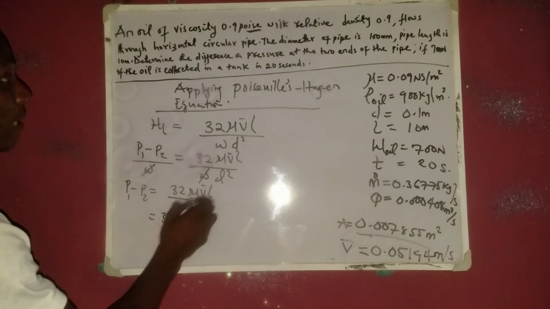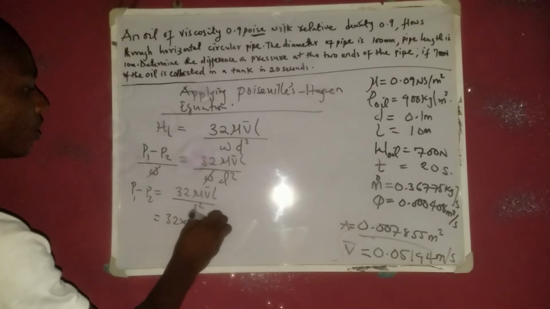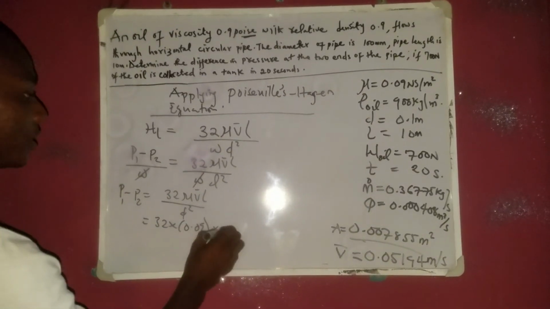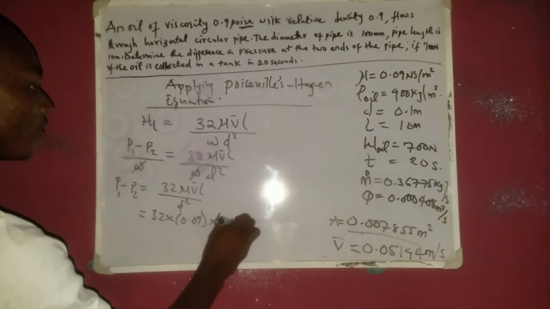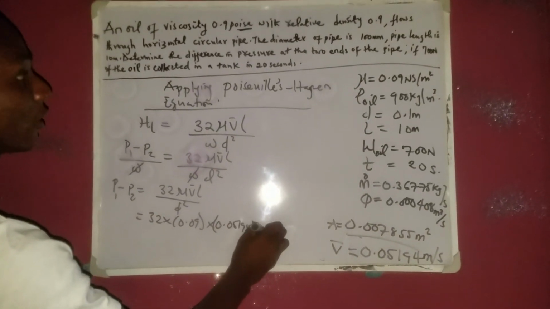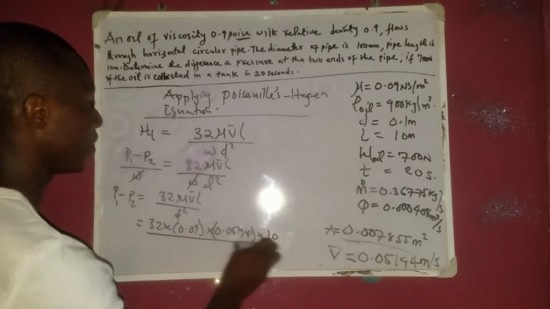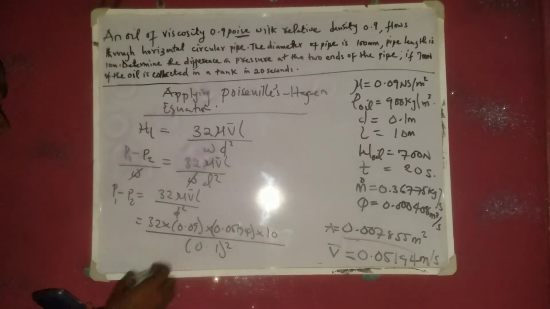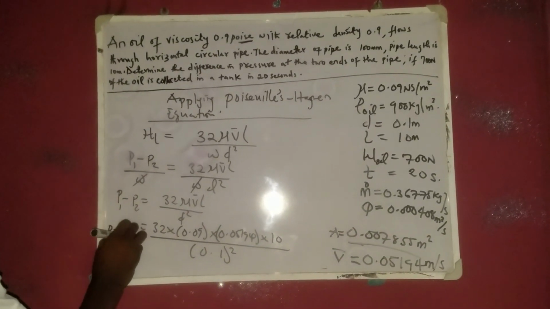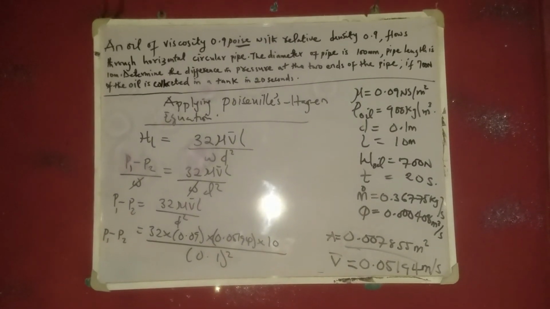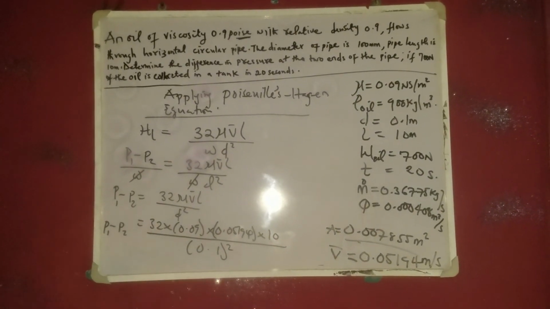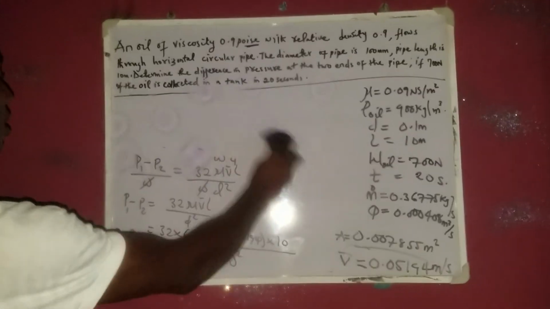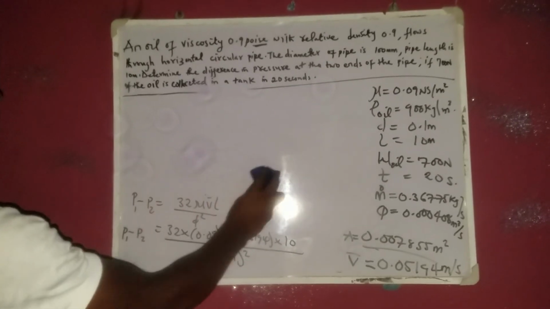So we can always do this. This is 32 times our mu, which is 0.09, multiplied by our mean velocity, which is 0.05194. The length of pipe is 10 meters all over 0.1 square. That is the diameter, and this is P1 minus P2, the difference in pressure between both ends of the pipe. So we'll work our way through this. Let's evaluate that.